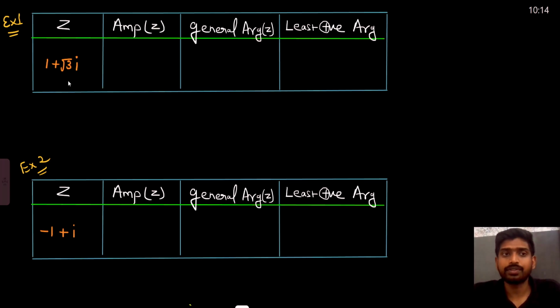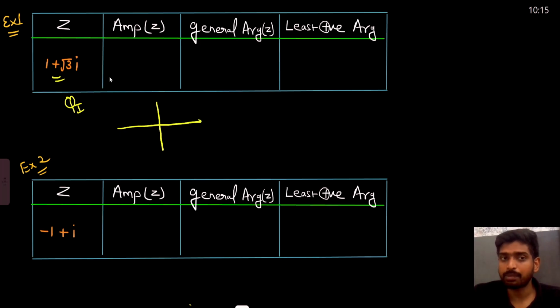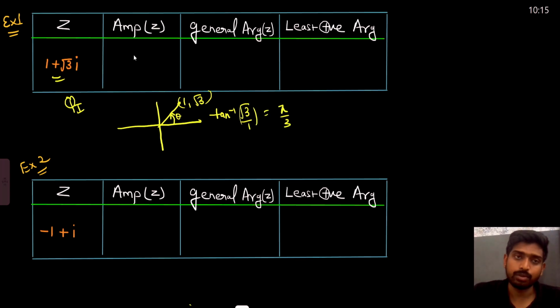Let's suppose the first question. In the first question they have given 1 plus 3 iota. So tell me, 1 plus 3 iota lies in which quadrant? It lies in first quadrant, right? So if I draw a complex plane, where this complex number 1 plus 3 iota will lie, somewhere at 1 comma root 3. Now this angle is known as my argument. Tell me what is this angle? This angle, if you calculate, will be tan inverse root 3 by 1. Tan inverse root 3 by 1 means pi by 3. So what is the amplitude? Amplitude is pi by 3.